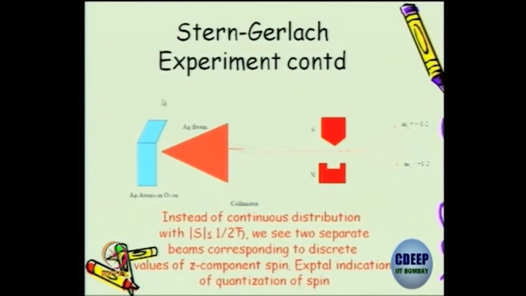If you see it pictorially, you send the beam of silver atoms, collimate them, and pass it through an inhomogeneous magnetic field. Classically, you would have expected a continuous spectrum with mod s less than or equal to half. That is what classically you would expect. But quantum mechanically, you see that you have only two distinct, discrete spots. We call the magnetic spin quantum number minus half and plus half.